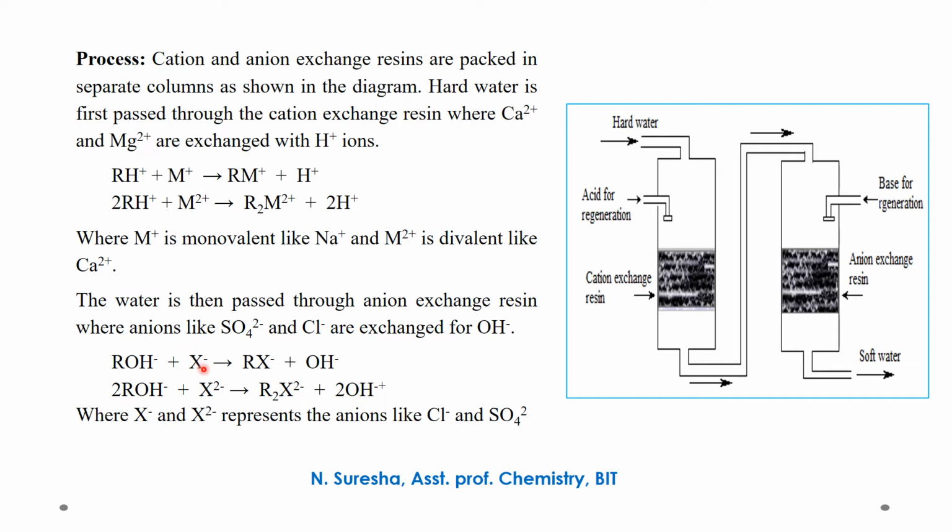So X minus will be exchanged with the OH minus, giving RX and OH minus. If the anion is divalent like X2 minus, it will exchange with 2 OH minus giving R2X and 2 OH minus. See, like this we can remove both cations and anions present in the hard water sample. So at the end, we can get soft water which is free from both the cations and anions.